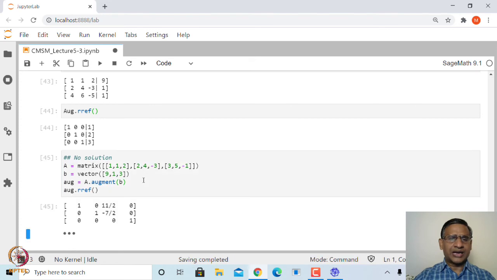we apply RREF to the augmented matrix. In this case, what are we getting? You can see here, the last row in A has become all 0, whereas this side is 1. So this last row will represent 0 times x1 plus 0 times x2 plus 0 times x3 is equal to 1. So, that cannot happen. Therefore, this means that this system of linear equations does not have a solution.